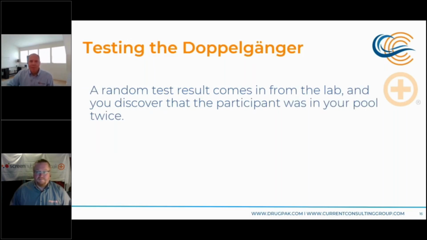This is testing the doppelganger. A random test result comes in from the lab, and you're trying to match it up, and you notice that the participant was in your pool twice with maybe two different donor ID numbers. Again, this one happens on occasion. It baffles me each time it happens. But in this case, David, what's the best thing for the client to do?